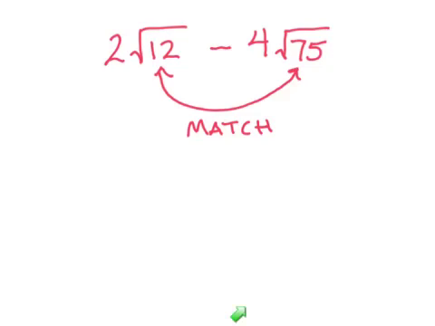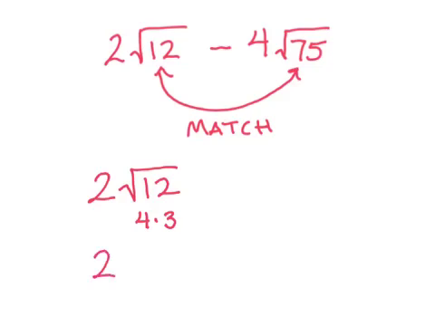So first up, we have 2 root 12. To deal with this, we're going to recognize that 12 is really 4 times 3. And 4, you recall, is going to be 2 squared. So we can rewrite this as 2 times the square root of 2 squared times 3. Now let's go ahead and look at the rest of this.